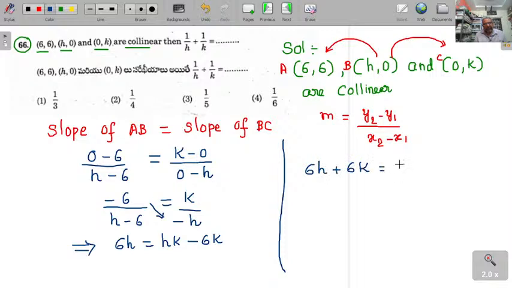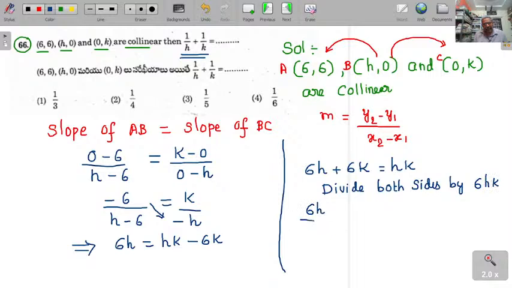Bring minus 6k to this side, and we get 6h plus 6k equal to hk. Our aim is 1 upon h plus 1 upon k. So divide both sides by 6hk. Each term is divided by 6hk: 6h by 6hk plus 6k by 6hk equals hk by 6hk.